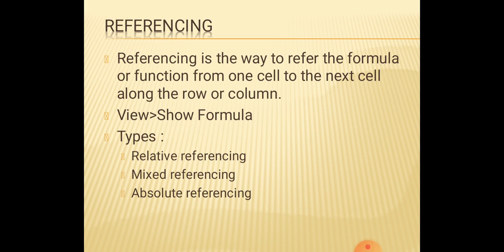Next one is referencing. Referencing is the way to refer the formula or function from one cell to the next cell along the row or the column, like we have used with the autofill handle. So we have copied the formula from one cell to another by dragging the autofill handle, right? Similarly, this is how referencing will work out. It includes three different types of referencing: one is relative referencing, next one is mixed referencing, and third one is absolute referencing.